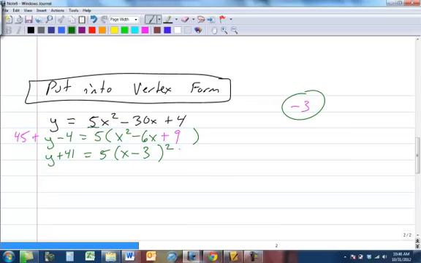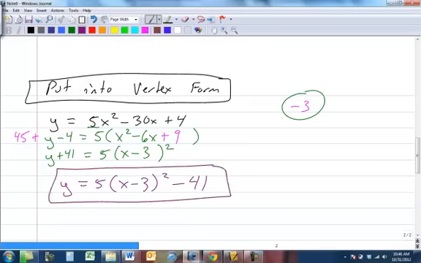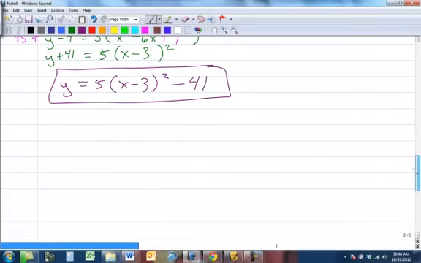Now, because we can't solve this, we got two different variables, this is one where we're just going to put it in vertex form. So the last step is just get y by itself. y is equal to 5 times the quantity of x minus 3 quantity squared minus 41. That's our final answer.